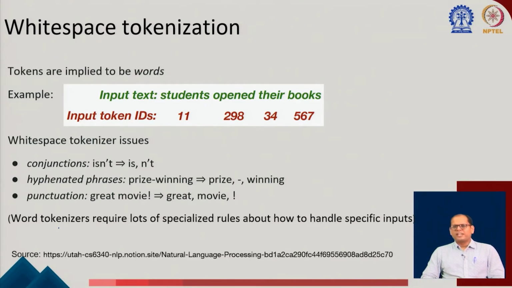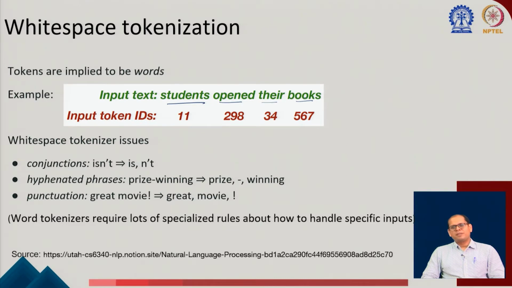So we talked about this white space tokenization. You are given an input, and you can simply use white spaces and do the tokenization. Right? So like here, students open their books. I can tokenize using white space and say these are my 4 tokens. And I will give them an ID going forward once my vocabulary is fixed, and I have a unique ID for each word in my vocabulary.